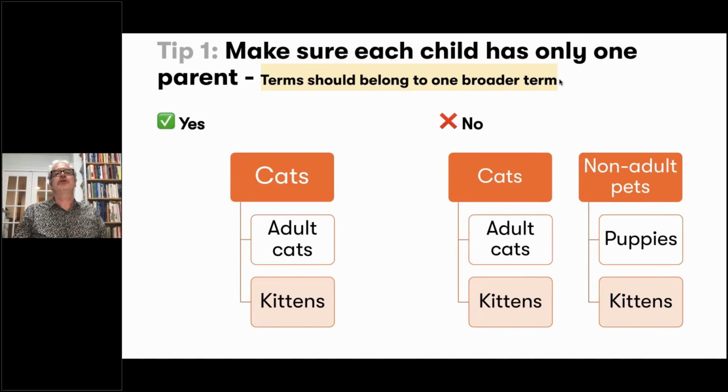So my first tip for you is to make sure each child has only one parent. And what that means is that terms should only belong to one broader term. So on the left side, we have kittens, and kittens belong to a broader parent category of cats. On the right side, we have kittens showing up in two places. It belongs to two broader categories. Now, logically, that makes sense. We could say kittens belong to cats and kittens belong to non-adult pets.